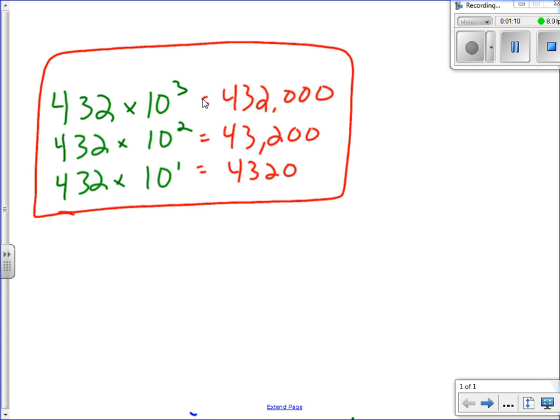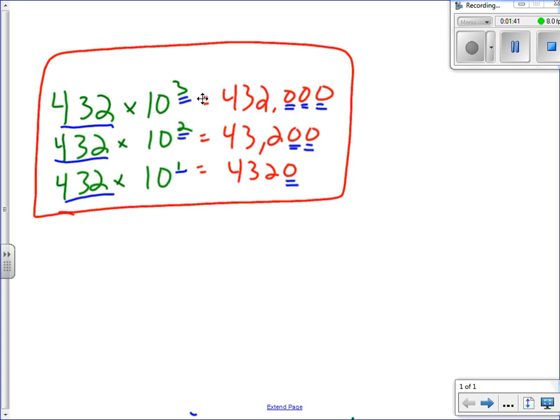It's because 10 to the third power means that there are 3 zeros after the original number of 432. 10 to the second power means that there are 2 zeros after the original number 432. And 10 to the first power means that there is 1 zero after the original number 432. So in your explanation, you could have just explained that the exponent represents the number of zeros added after the original number.